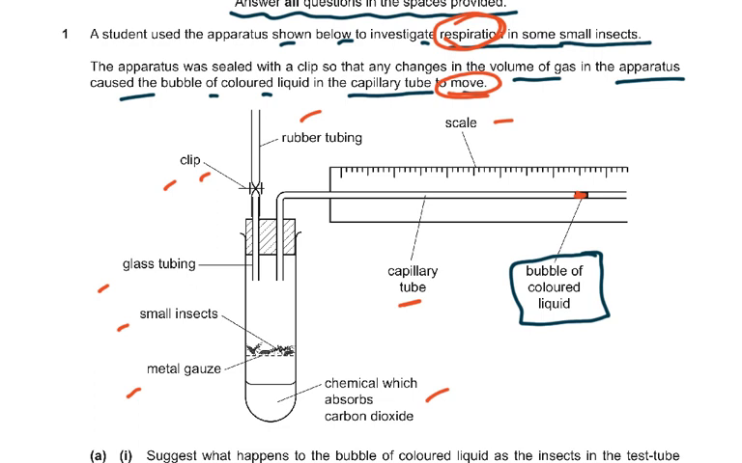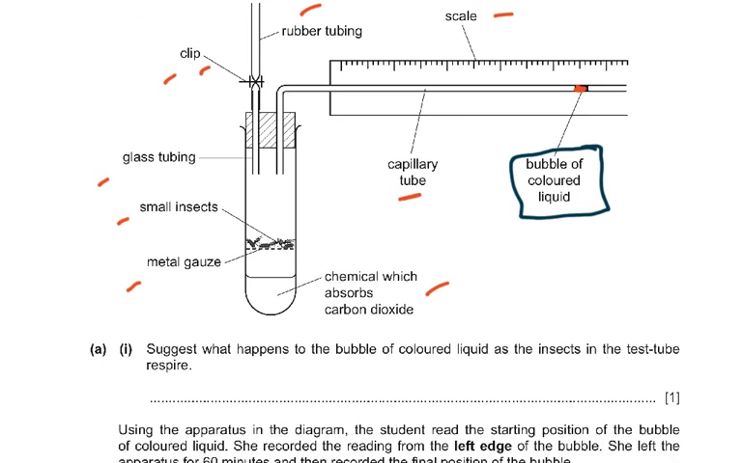Now let's look at the first question. It says suggest what happens to the bubble of colored liquid as the insects in the test tube respire. Now basically what you have to understand is the insects are respiring. Please understand, respiration is something else, breathing is something else. When they're respiring, they're using up oxygen. So they're taking up the oxygen in this thing, but then they're also producing carbon dioxide. So the carbon dioxide is going in here. The carbon dioxide is going to be absorbed by this chemical.